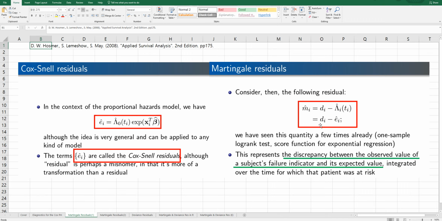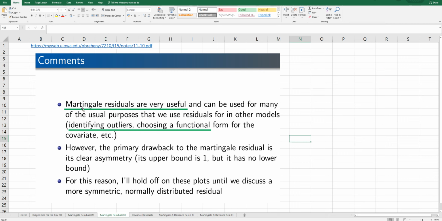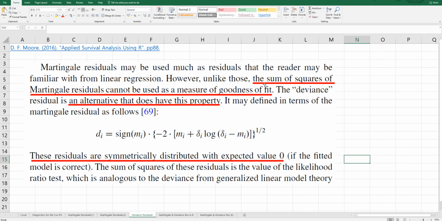So the meaning of this Martingale residual is the discrepancy between the observed value of the subject's failure indicator and its expected value. Martingale residuals are very useful to identify outliers and choose a functional form for the covariate. However, it has a drawback: the sum of squares of Martingale residuals cannot be used as a good measure of goodness of fit.